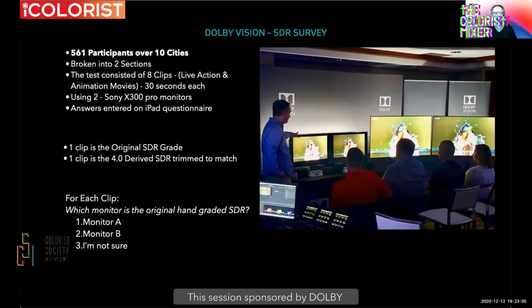So we tried to again match the artistic intent that was captured in the original SDR grade. And we put these 8 clips together, and we traveled the world. We visited 10 cities, and we put them both on X300s, and we had groups of people in the room vote for which one they thought was the original SDR hand graded image.